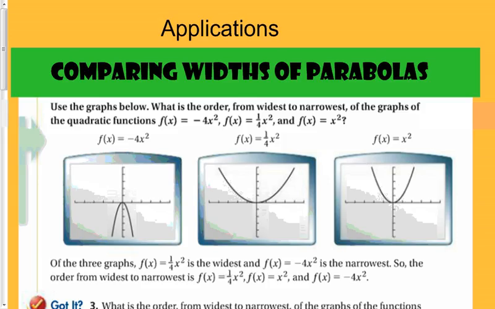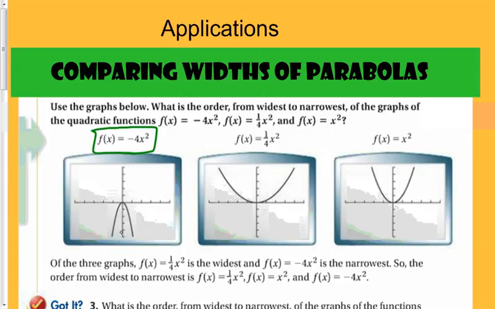All right. Last thing, I just wanted to talk about applications. So comparing widths of parabolas. If we look at these examples here, it says use the graphs below. What is the order from widest to narrowest of the graphs of the quadratic functions? So we have them labeled. This is y equals negative 4x squared.